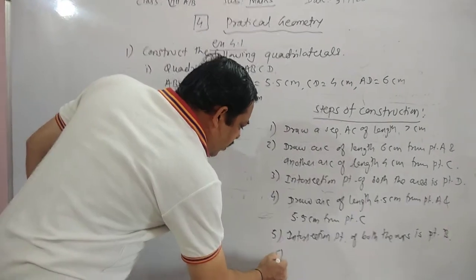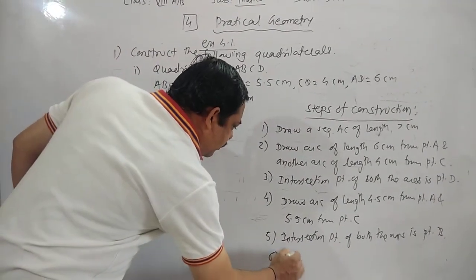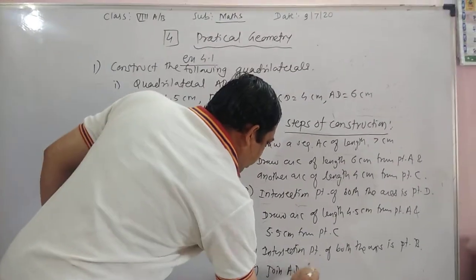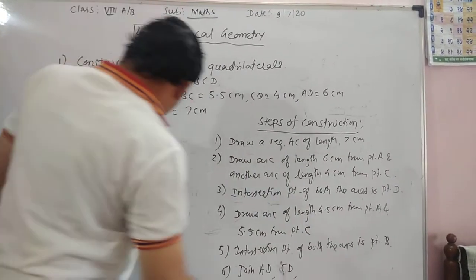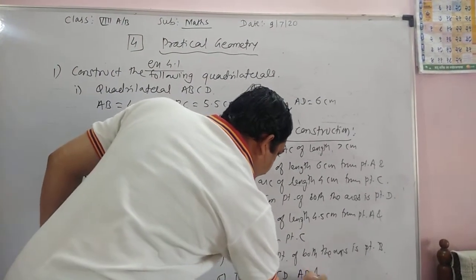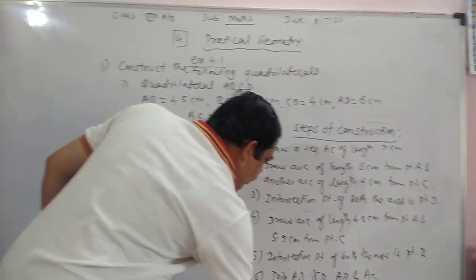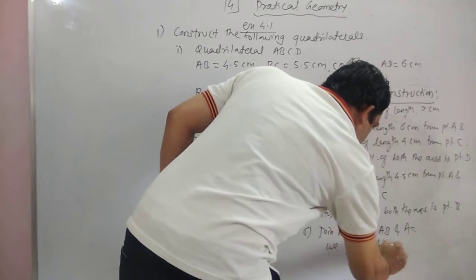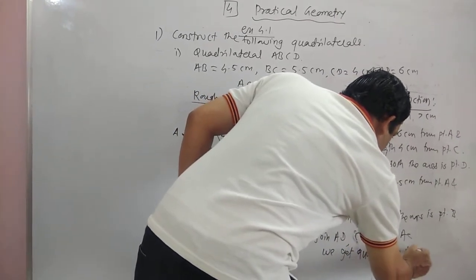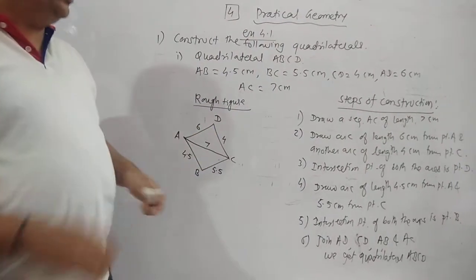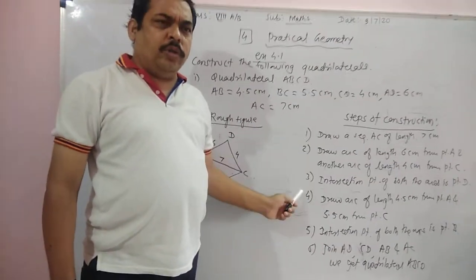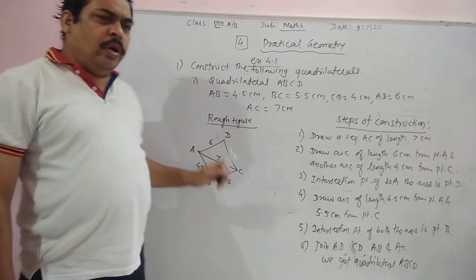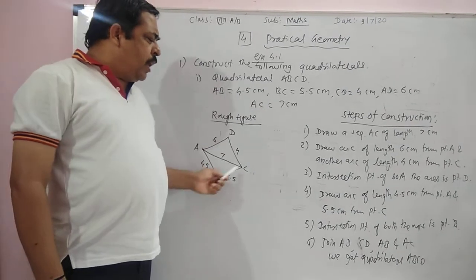Then step number 6, last step: join AD, CD, AB, CB. We get quadrilateral ABCD. These are the steps of construction. I already told you there is no necessity to write the steps of construction in the exam. Only draw the rough figure and the main figure.